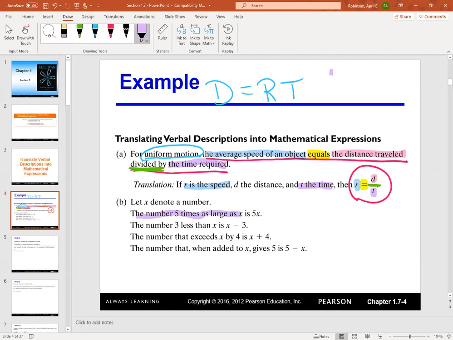And then part B just gives you short little cute ones like the number 5 times as large as x. That just means 5 times x. And in algebra, you just put a 5 next to an x. You don't need a dot or anything because it means to multiply.